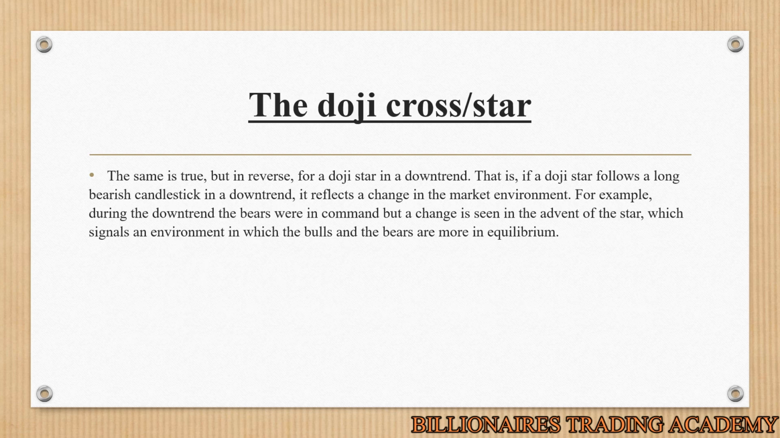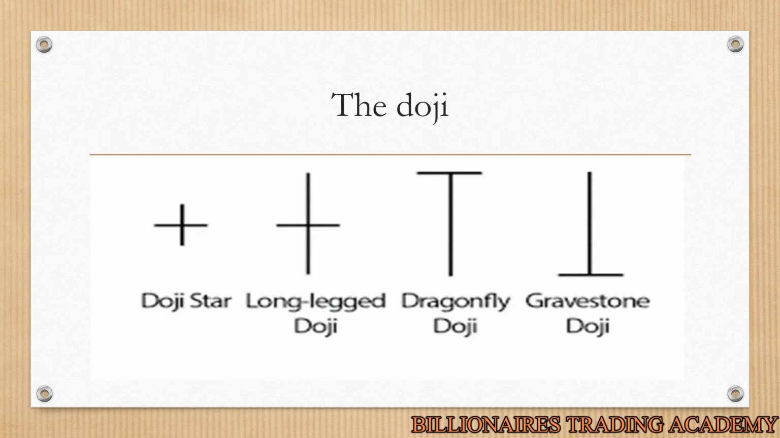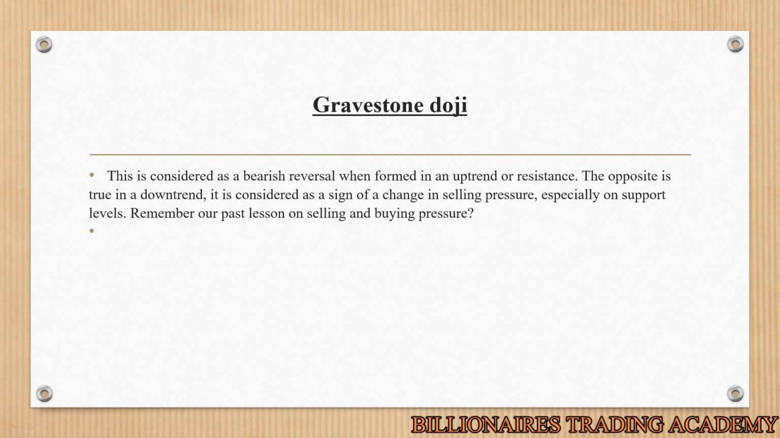So we have the doji cross, we have the gravestone doji. This is considered a bearish reversal when formed in an uptrend. So the gravestone doji, let's look at it once again. The gravestone doji is this one. So now we are saying it is considered a reversal when formed in an uptrend.